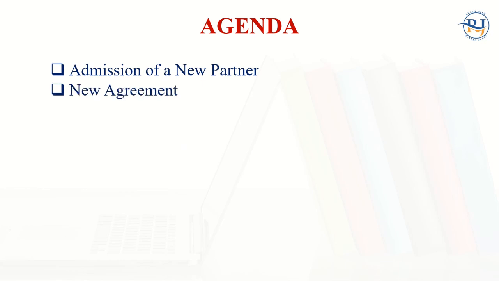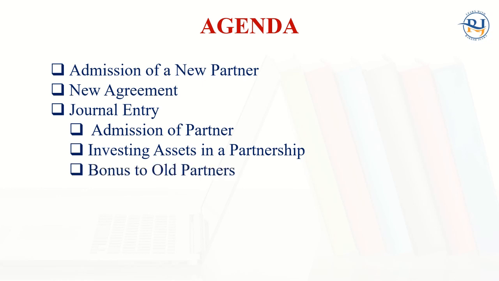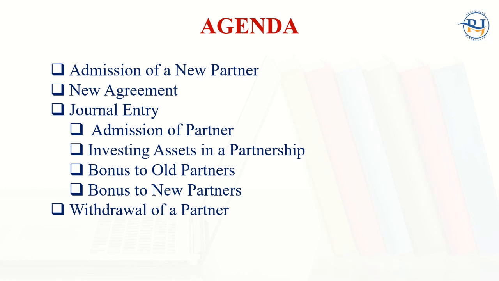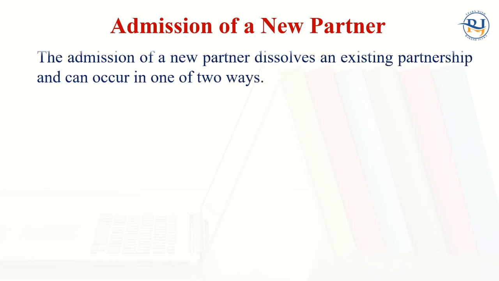So what I will be covering: first, the admission of a new partner, then the new agreement, journal entries related to the admission of the partner, investing assets in a partnership firm, bonus to old partners, meaning existing partners, bonus to the new partner, meaning the upcoming partner, and withdrawal of a partner, then death of a partner. So what will be the journal entries at the time of withdrawal of the partners, or when there are three partners or two partners and one is dying, what will happen? So starting with the admission of a new partner.